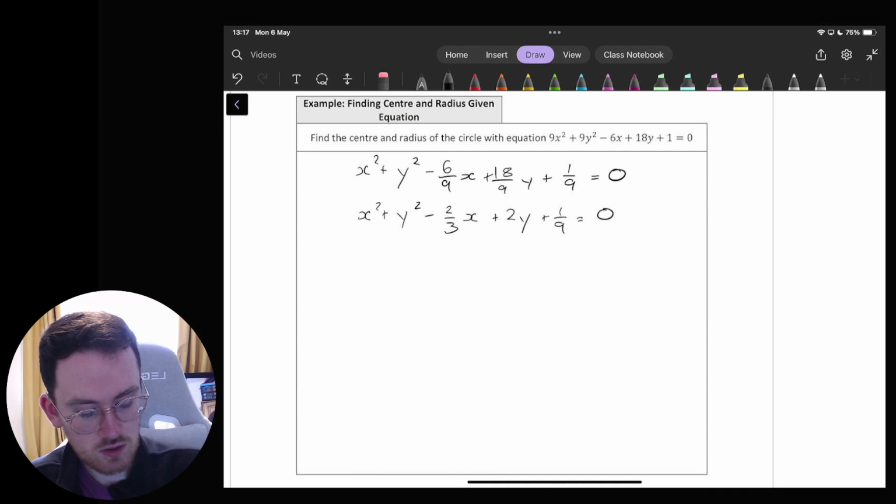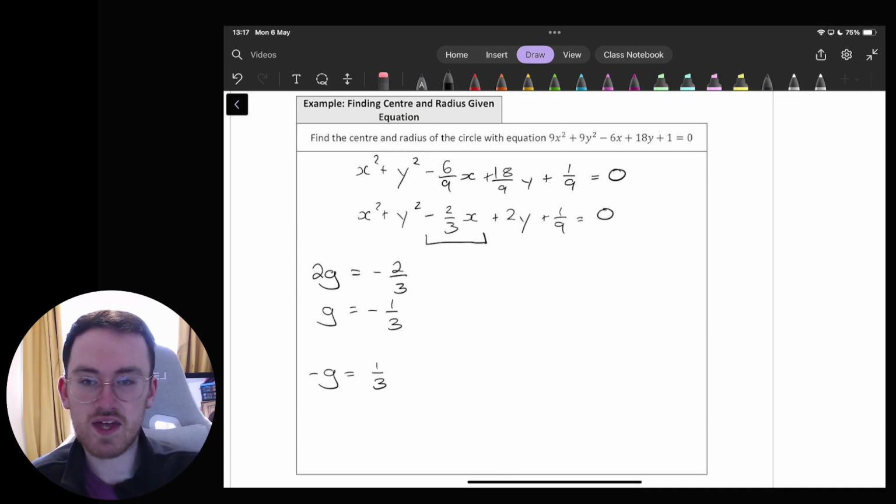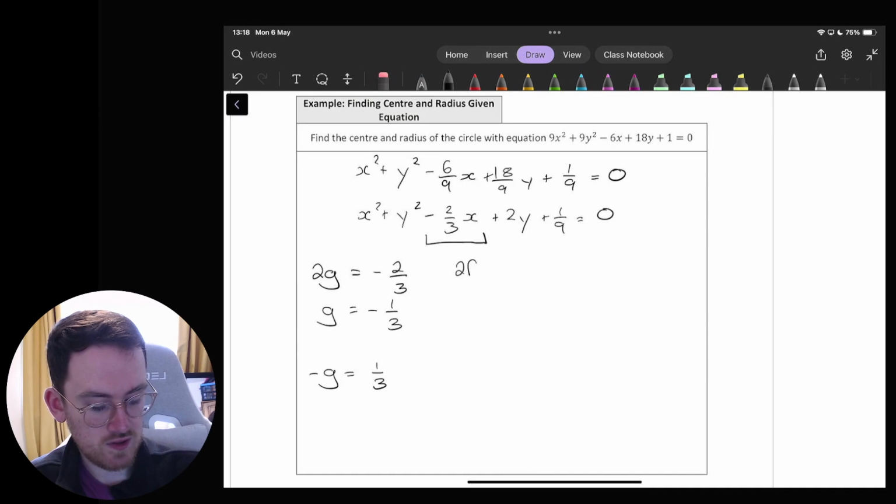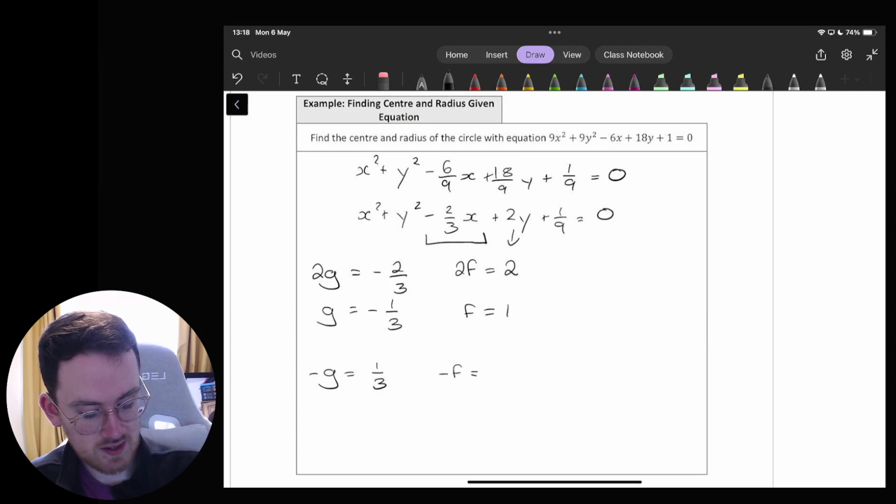So for my center, I know that the coefficient of x in this long format is 2g. So 2g is minus 2 over 3, which means g is minus 1 over 3. And for my center, I'm going to be using minus g. So let's just set that up fully as well. Similarly then, the coefficient of y here is going to be 2f, which is 2. f is 1, so minus f is minus 1. So my center here is going to be 1 over 3, minus 1.